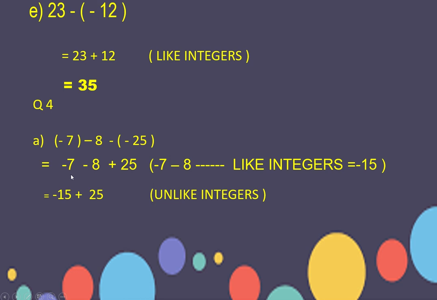In place of minus 7 minus 8, I have written minus 15. Plus 25 will come down as it is. Now again think about like or unlike. These are unlike. Unlike integers say subtract. Just subtract both the numbers and put the sign of the bigger number. So the answer would be plus 10.